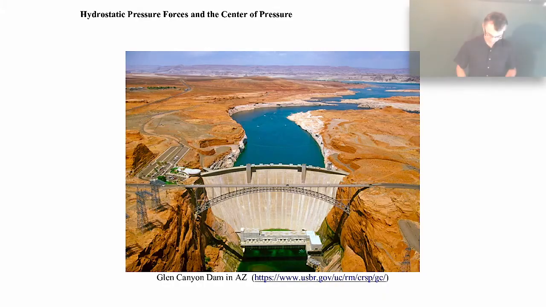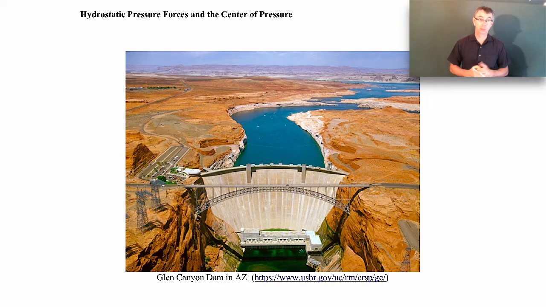So if you take a look at your screen here, you'll see, for example, the Glen Canyon Dam located in Arizona. And it's actually, I think, the second biggest dam in the United States after the Hoover Dam. You can see all this water that's been backed up behind it. Obviously, there are enormous pressure forces acting on this dam. And of course, as engineers, we have to be able to predict what those loads are going to be so we can design for them.